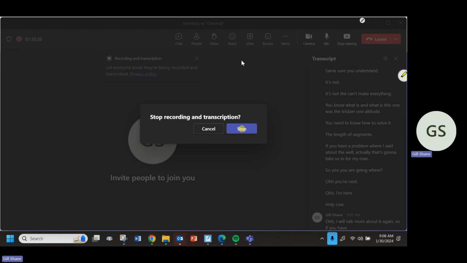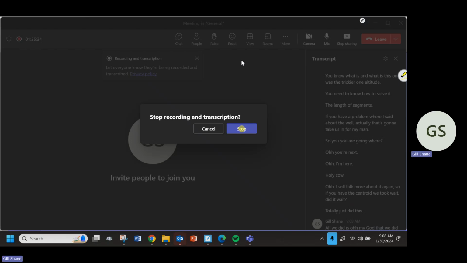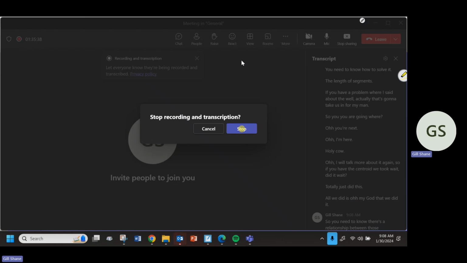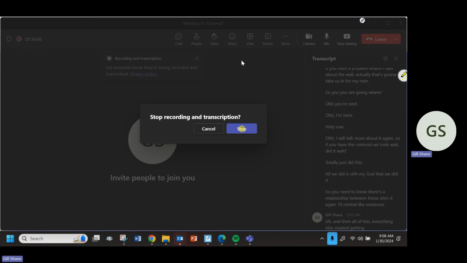If you have a centroid, we did it. We totally just did this. No, we didn't, bro. Oh, my God. No, we did it. So you need to know there's a relationship between those. And again, incenter has its own, and the circumcenter has its own.